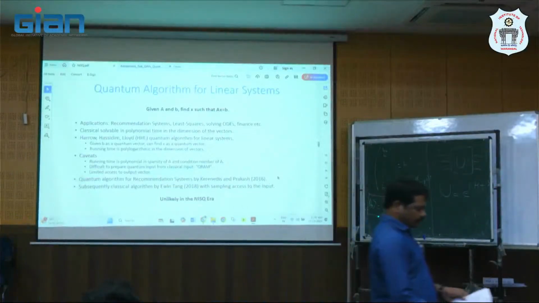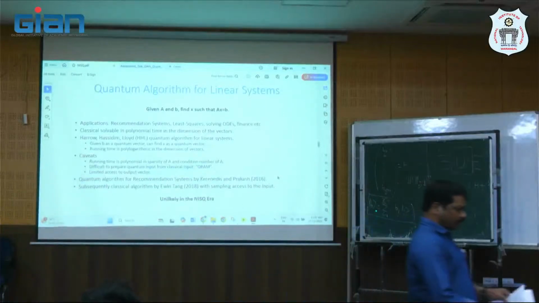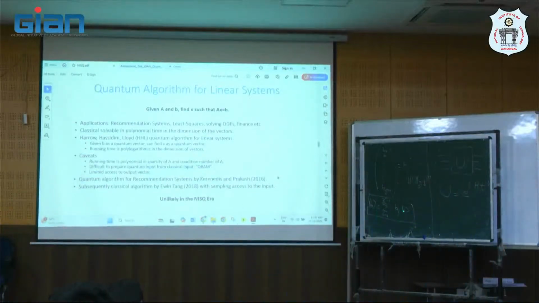If you provide the quantum input in this form and you measure, you get i with probability mod b_i squared. That is called sampling access to the input. You are able to sample i with some probability. Now if you provide that sampling access for the classical input also, then even classical algorithms are possible.